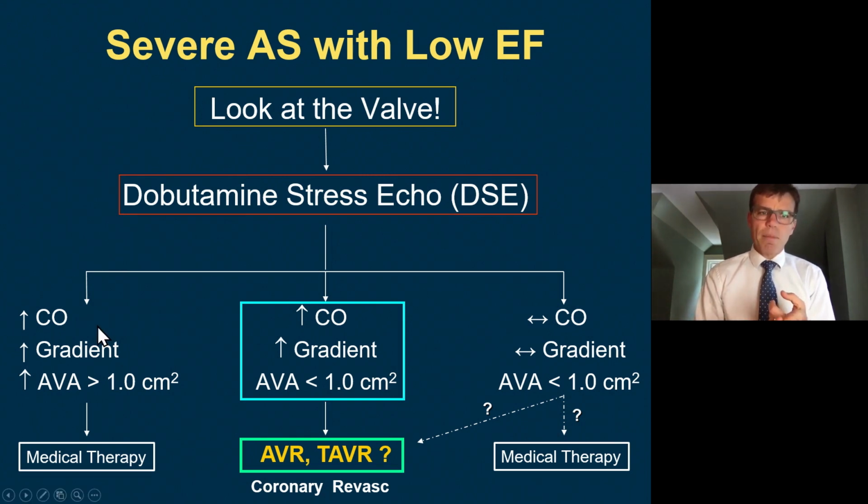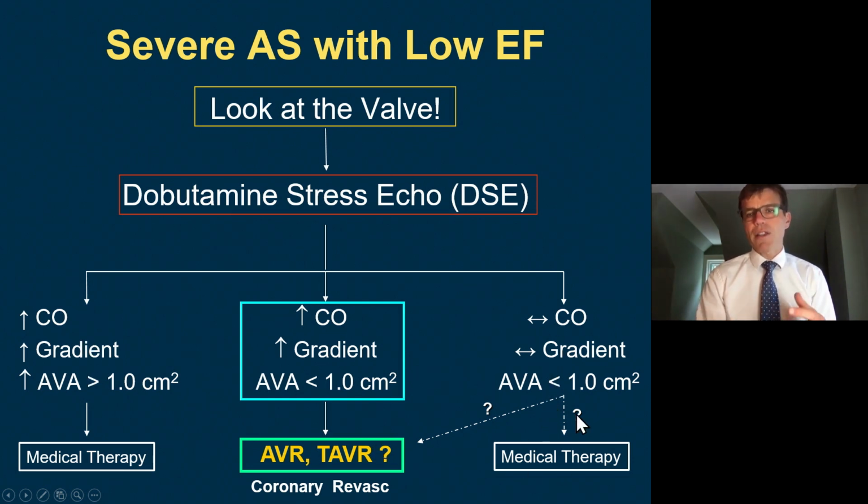If the cardiac output goes up, the gradient goes up, and the aortic valve area also goes up, then that typically means that this person has a cardiomyopathy of some sort, could be ischemic, could be non-ischemic, that's preventing their heart from generating the force it needs to open that valve adequately. This would be somebody who would be a candidate for medical therapy.